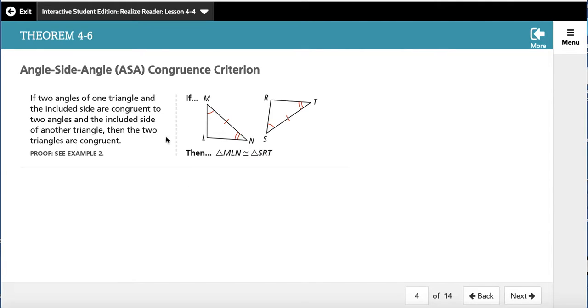It's officially stating the ASA congruence criterion. If you have two angles of one triangle and the included side, meaning the side in between the two, congruent to two angles and the included side of another triangle, then the two triangles are congruent. Talked about this in the last video.